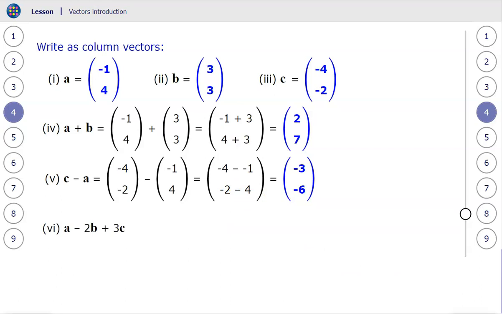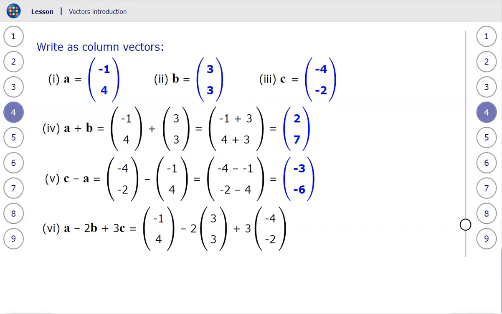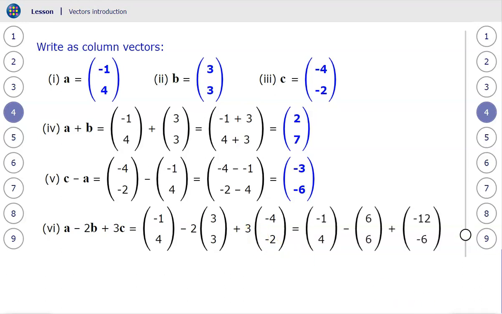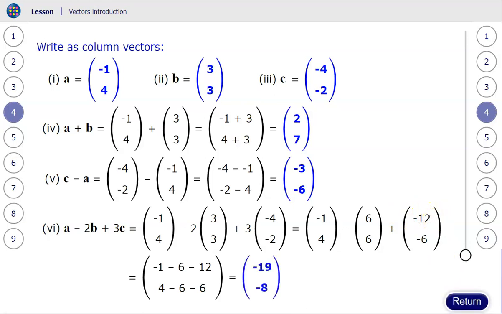And if I join the whole lot together and say, right, A minus 2B plus 3C, well, I'm going to have to multiply the vector B by 2, so the components are each going to be doubled. Whereas for C, I'm going to multiply them by 3, so they're going to be tripled each. So we now have the components that look like that, and when I add them together, I simply add the relevant vertical and horizontal components together. And that gives me a final vector of minus 19 minus 8.